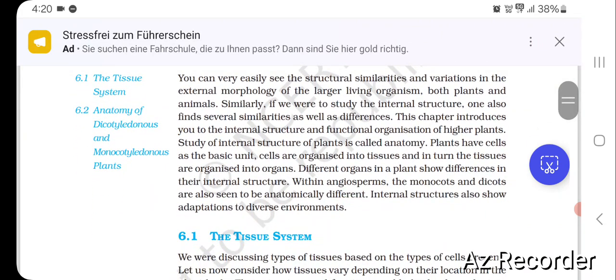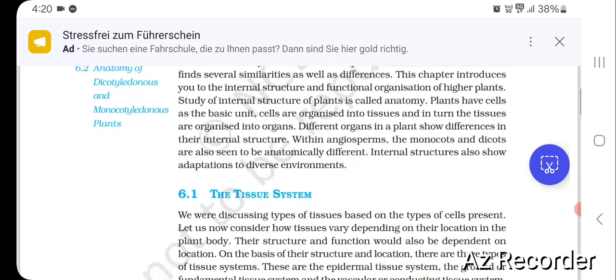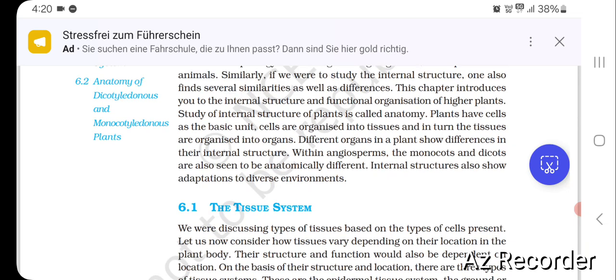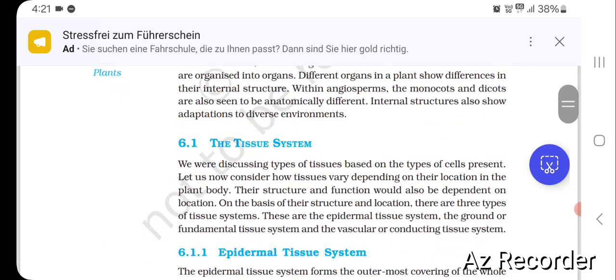Study of internal structure of plants is called anatomy. Plants have cells as the basic unit. Cells are organized into tissues, and in turn, the tissues are organized into organs. Different organs in a plant show differences in their internal structure. Within angiosperms, the monocots and dicots are also seen to be anatomically different. Internal structures also show adaptations to diverse environments.